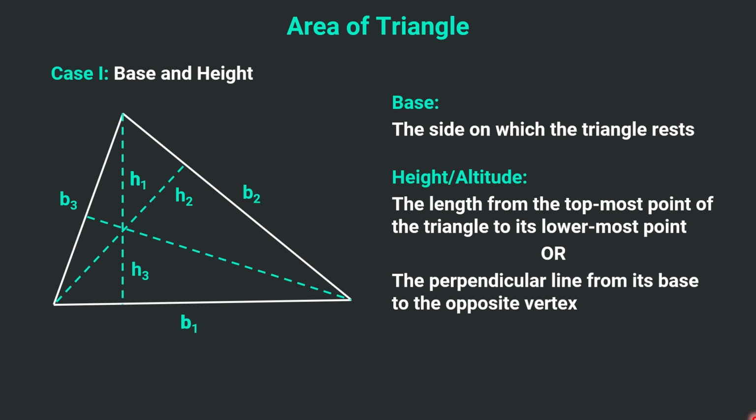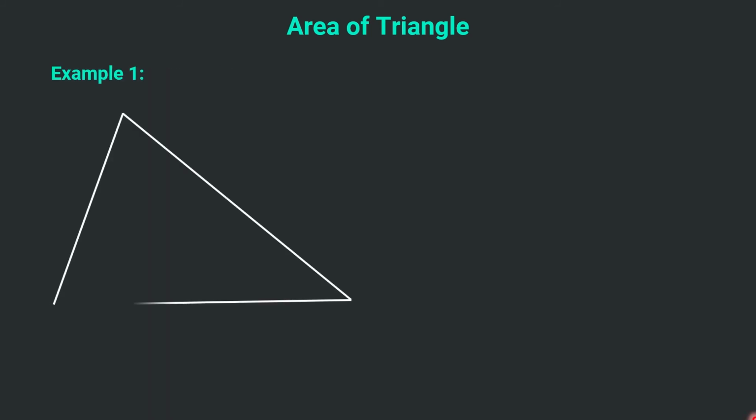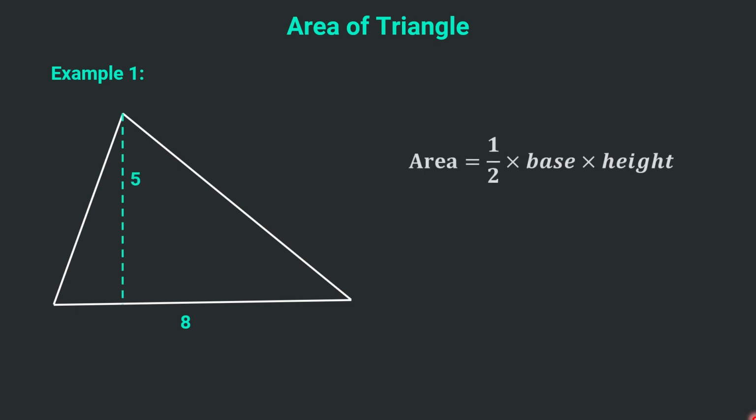So for any pair of base and height, the area of a triangle is given as half into base into height. So now let's see an example. So for a triangle with the base of 8 and height of 5, the area of a triangle is half into base into height. So putting the value of base and height, we can get area is equal to half into 8 into 5, which is equal to 20. So 20 is the area of this triangle.